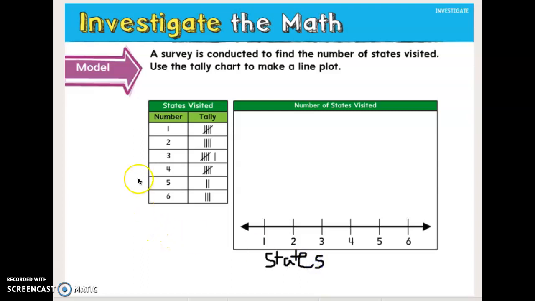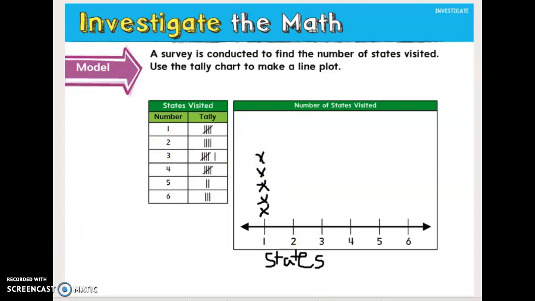And there we go. So I'm going to look and I'm going to see my tally marks. When I do a line plot, each tally mark is represented by an X on our line plot. So above the number 1, I'm going to make 5 X's. So there's 1 and 2, 3, almost 3, 4, and 5. And then I'm going to do that for each one of those.